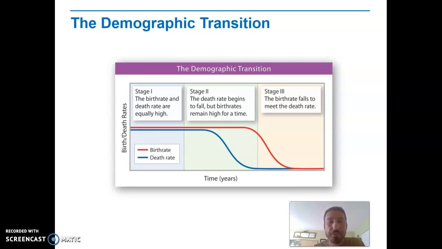Okay, this is showing us the 3 stages of demographic transition. Stage 1, early on, death rate and birth rate are equally high. Stage 2, the death rate begins to fall, but birth rates remain high for a time. And stage 3, the population is really more of a modern society. The birth rate falls to meet the death rate. People in America, for example, don't reproduce nearly as much as in some other third world nations.